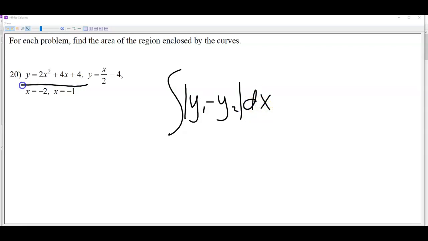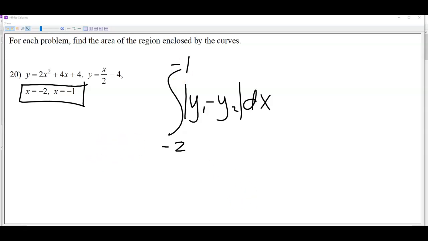And this is one of the problems where it's kind of nice because they just tell you what they want you to integrate to and from. They want us to go from -2 to -1. And that doesn't necessarily mean that the functions are intersecting at those points. Sometimes they just want us to go from one point to another.